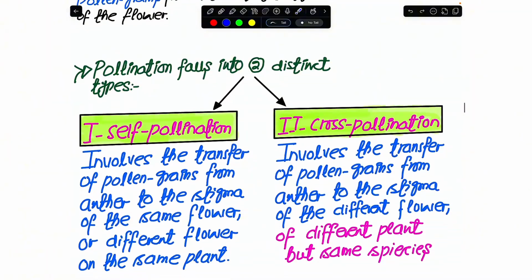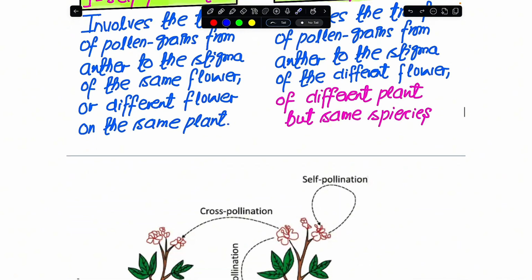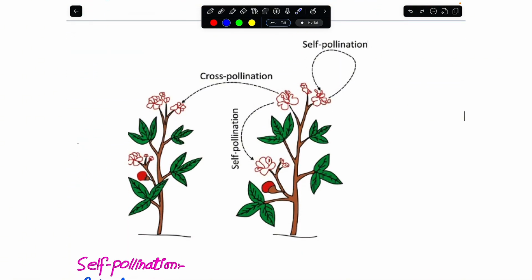Further, we have to see how many types of pollination we have. Pollination falls into two distinct categories. On one side, it is self-pollination, and on the other hand, it is cross-pollination. It would be better to look at the diagram to understand what difference we have between self and cross-pollination. So, we have this diagram with us.